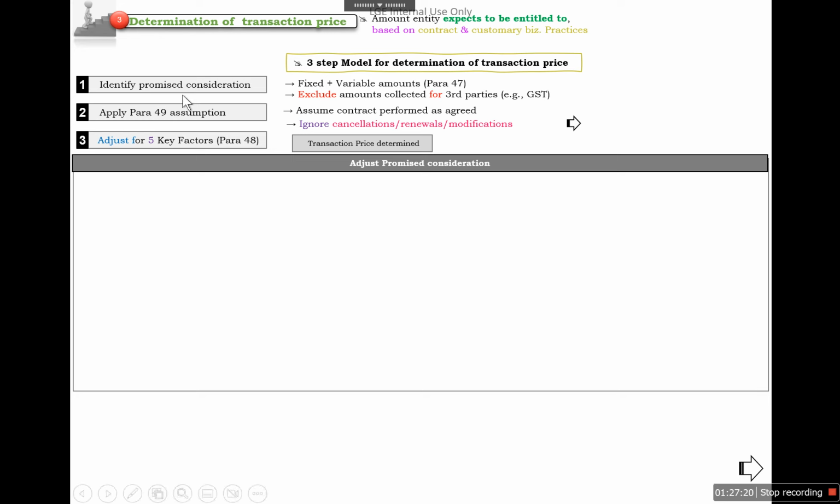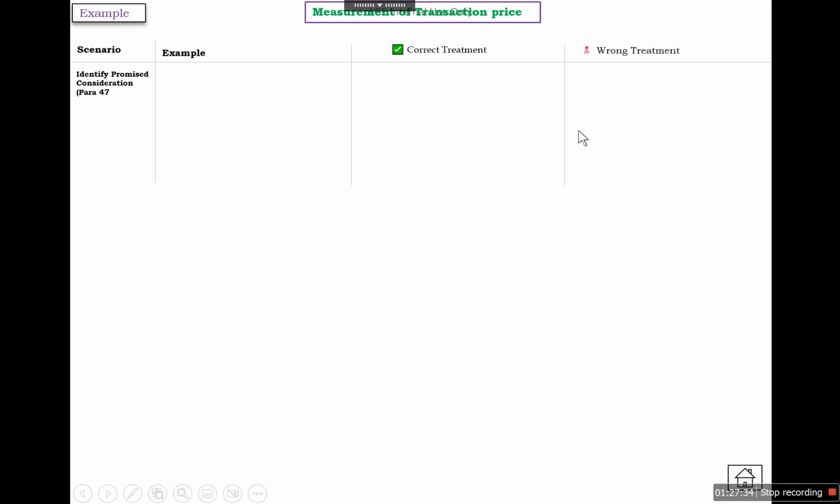So let's first understand these three concepts: what is the expectation, what is the promised consideration, and the assumptions. The first scenario: a car is sold for 10 lakhs and GST of 1.8 lakh is collected. So what will be the promised consideration, the transaction price? It will be 10 lakhs, because the 1.8 lakhs we have collected on behalf of the government. So if we record it including GST, 11.8 lakh, it is an incorrect treatment.